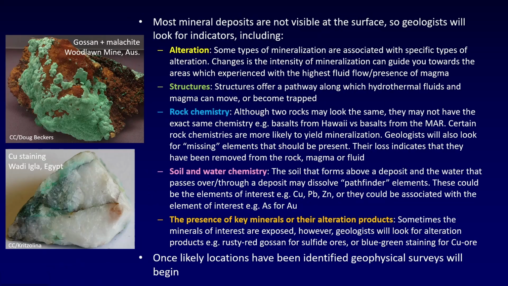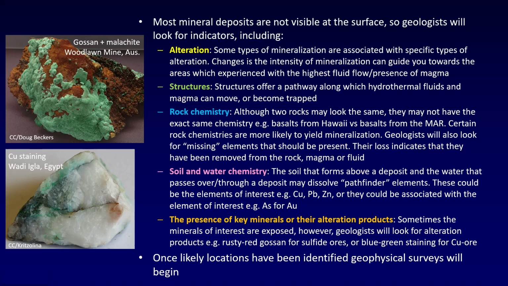So once you've actually gotten into your area, what are the more fine-grained techniques that you're going to be using? Most mineral deposits are not visible at the surface, so geologists will have to start looking for indicators of those mineral deposits. The first thing is, of course, alteration, which I was just speaking about a second ago. Some types of mineralization are associated with very specific types of alteration. You see that type of alteration, you know there's a very good chance you have that type of mineral deposit.